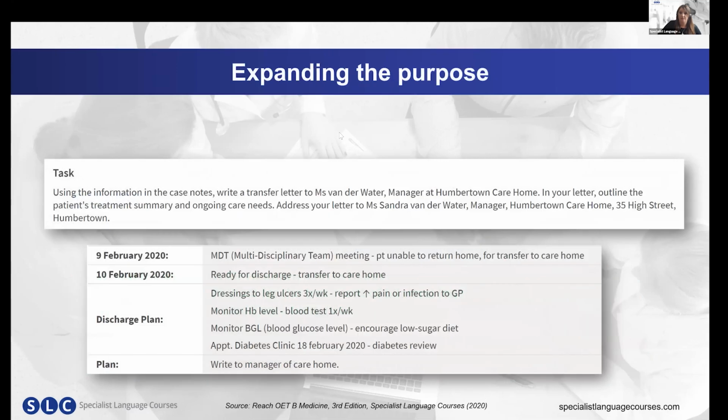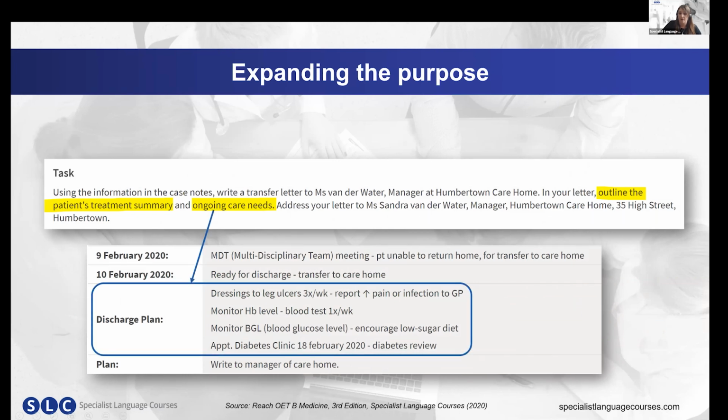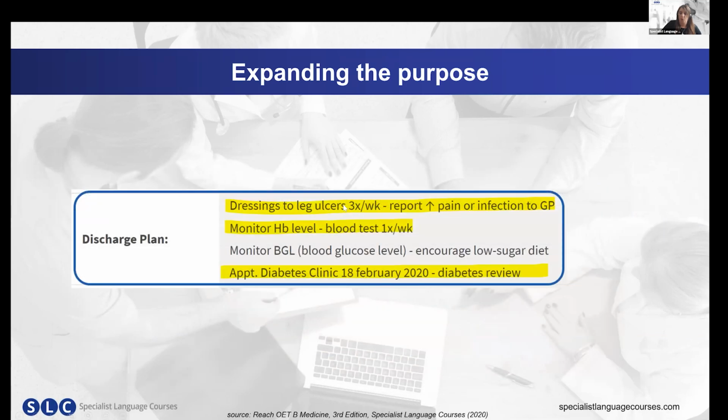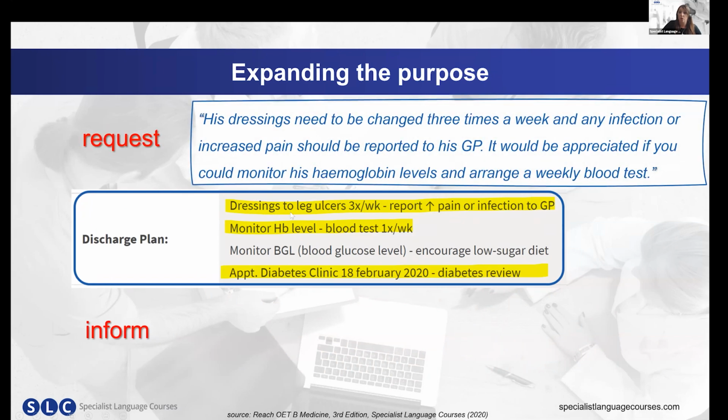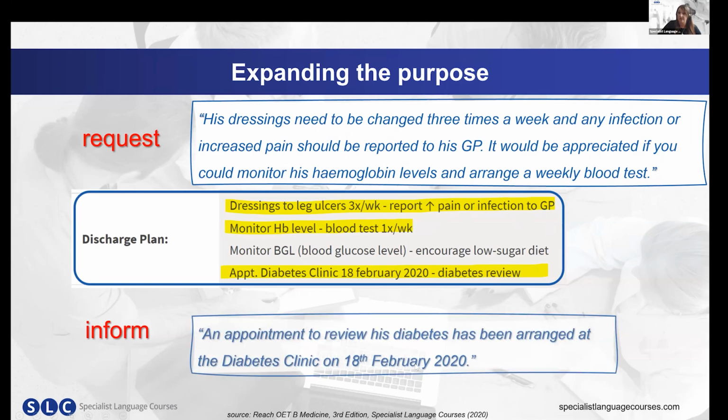So when you're writing the purpose, you also need to remember that you have to expand the purpose. So we have the overall reason for writing, the treatment summary, and the ongoing care needs. Then throughout the letter, you need to specify what these ongoing care needs are. When you're specifying this, if it's in the discharge plan, then just make sure that you read carefully and you understand the difference between informing and requesting. A request is something that you want the reader to do, so an action that they need to take. And inform is something that you want the reader to know, or something that the reader needs to know.